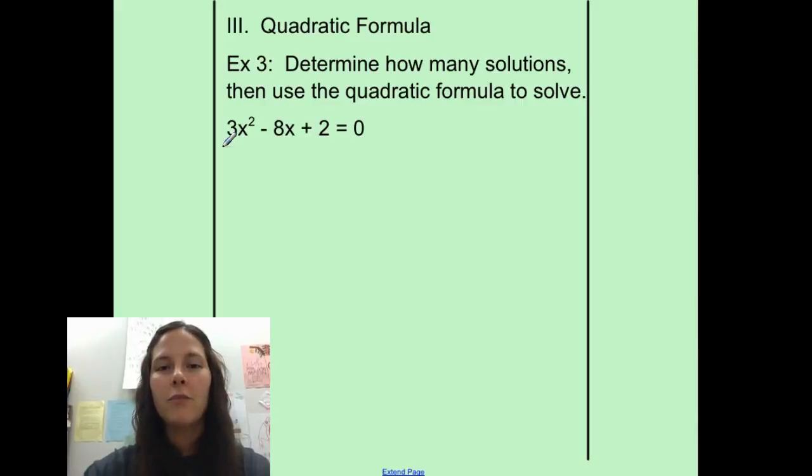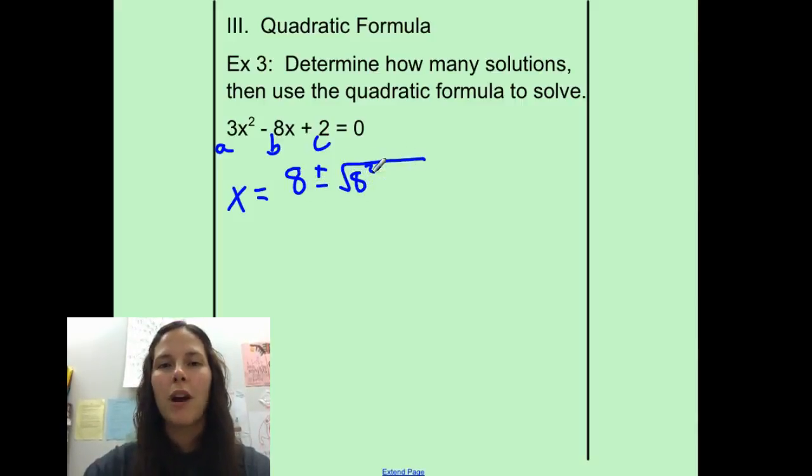For the quadratic formula, we need to identify our a, b, and c. A is the coefficient of our x squared term, b is the coefficient of our x term, and c is the constant. So our quadratic formula is x equals the opposite of b. The song goes negative b because it has a better flow, but in this case our b is negative, so we make it opposite. It becomes positive, plus or minus the square root of b squared.